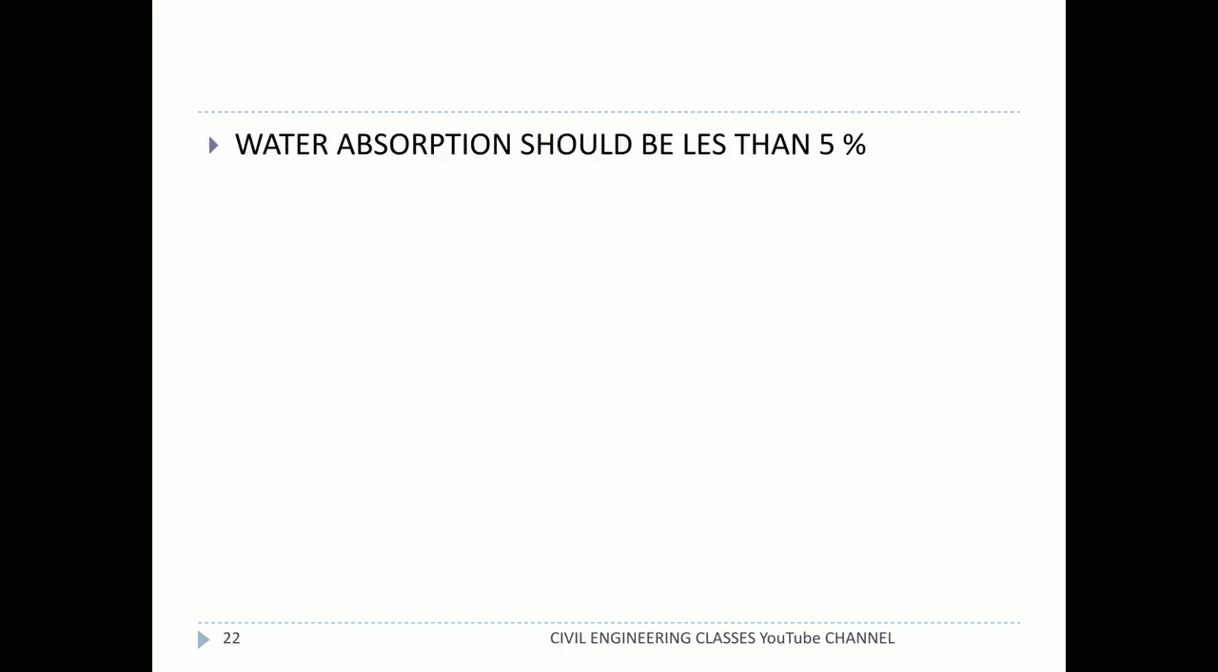Next point is the water absorption, which should be less than 5%. If in any case the water absorption is greater than 10%, this particular stone has to be rejected. Then coming to the specific gravity, that's a very important point. The specific gravity of the stone to be used for building construction should be greater than 2.7. So that's all about the characteristics of a good stone.